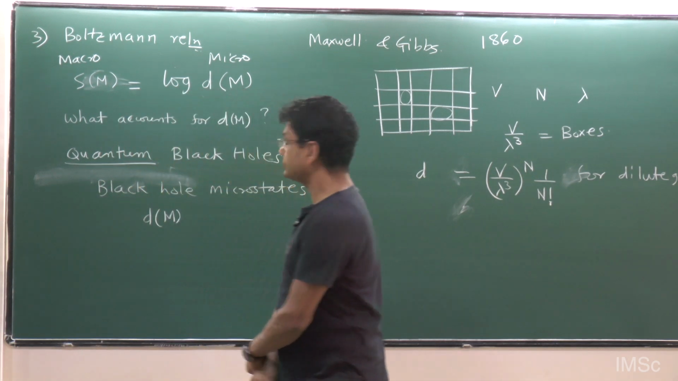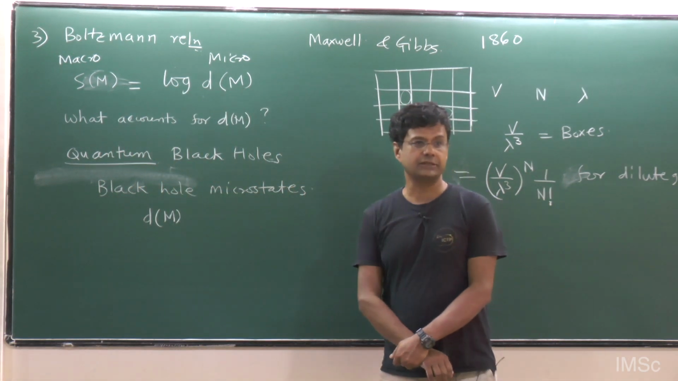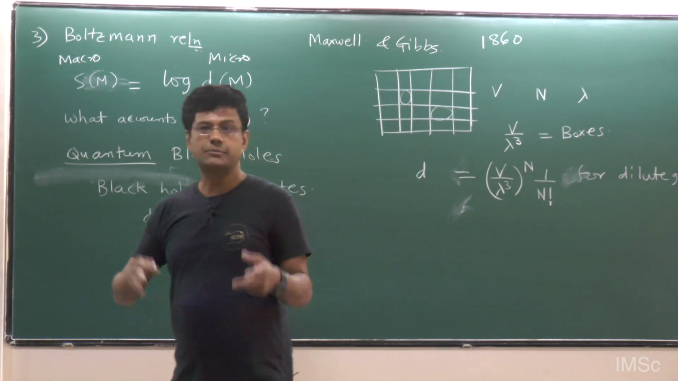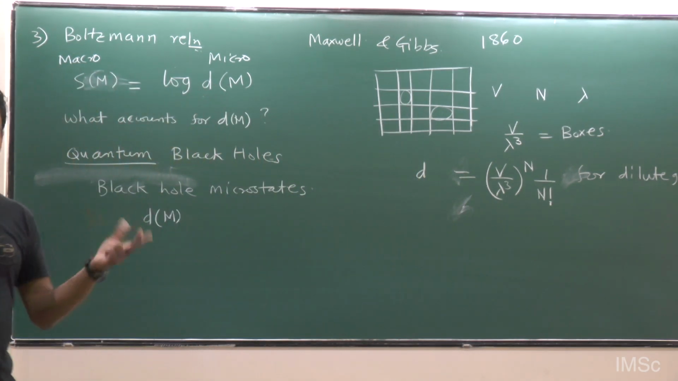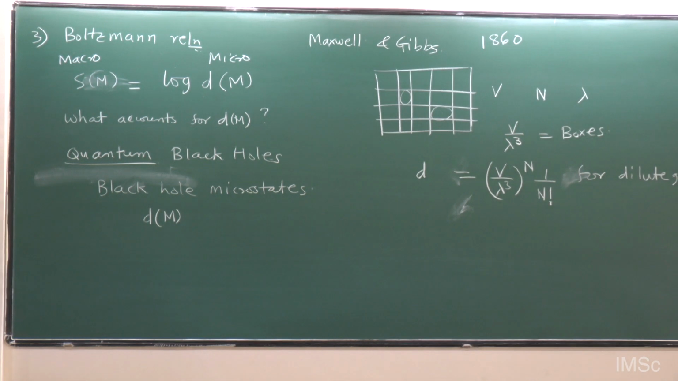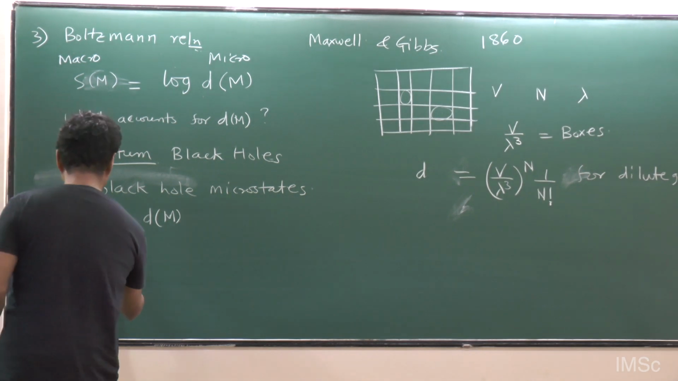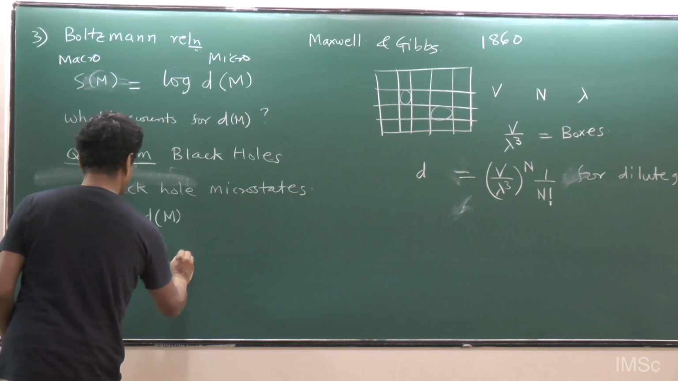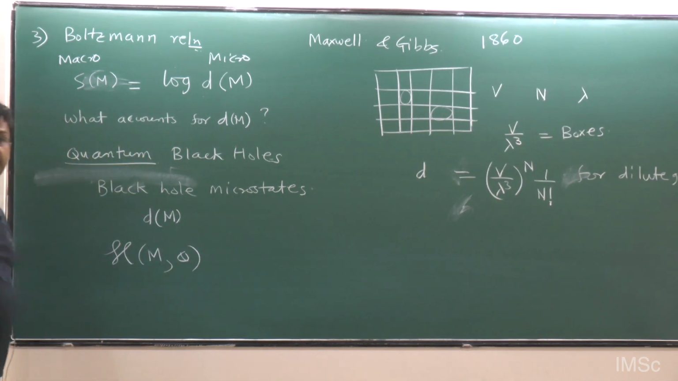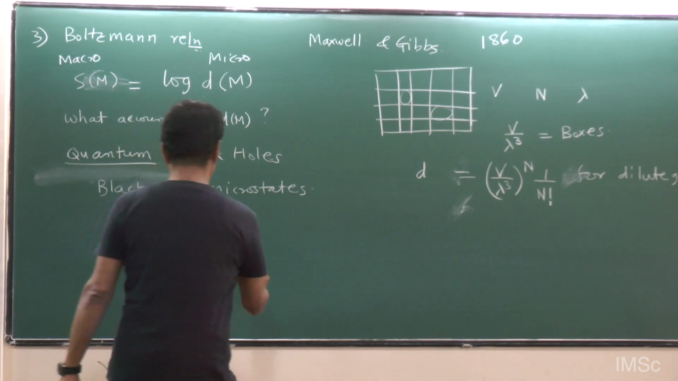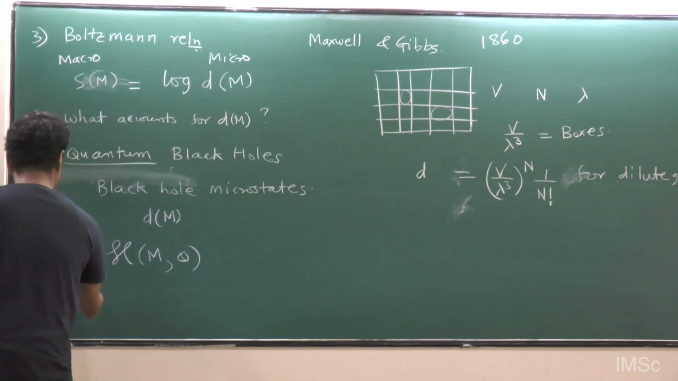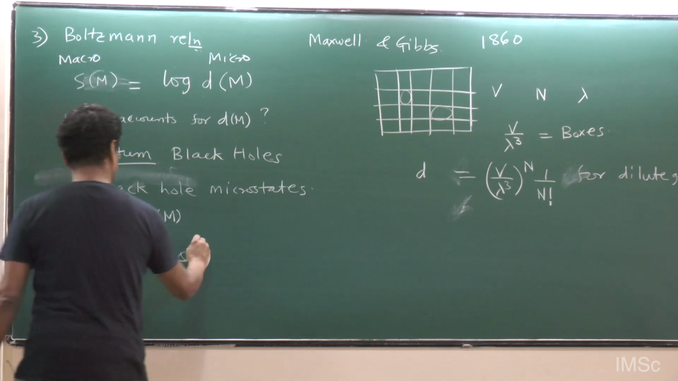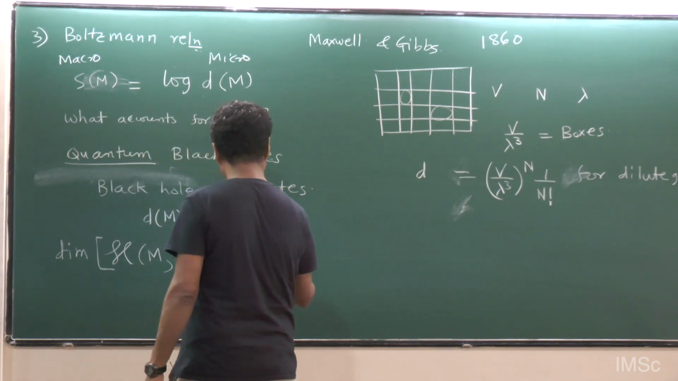And what do we mean by microstates of a black hole? In statistical mechanics, what you mean is that in your Hilbert space of your theory, if you fixed energy and some other conserved charges, you get some Hilbert subspace with say energy m and some charge q. And typically that Hilbert subspace is finite dimensional, and dimension of that Hilbert subspace is d of m.